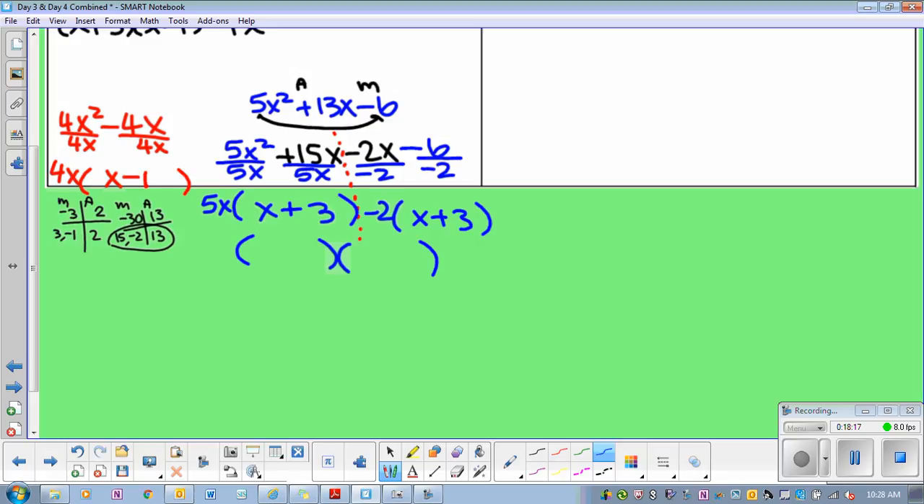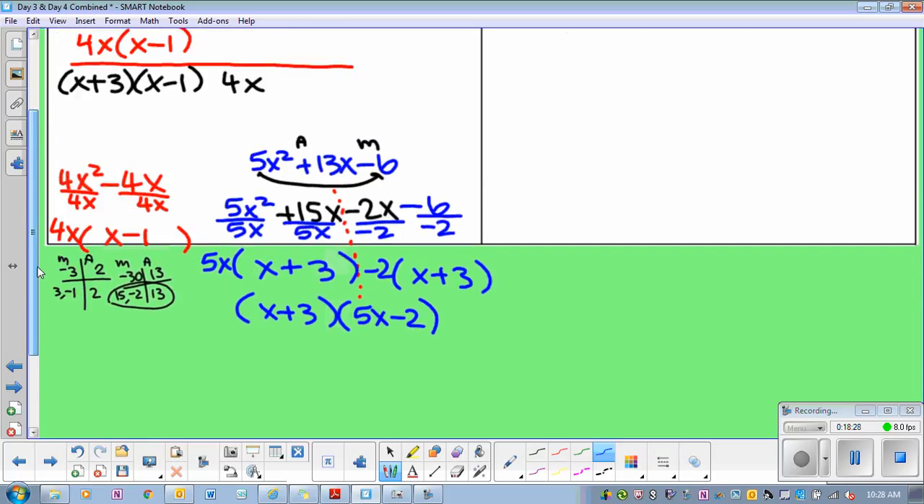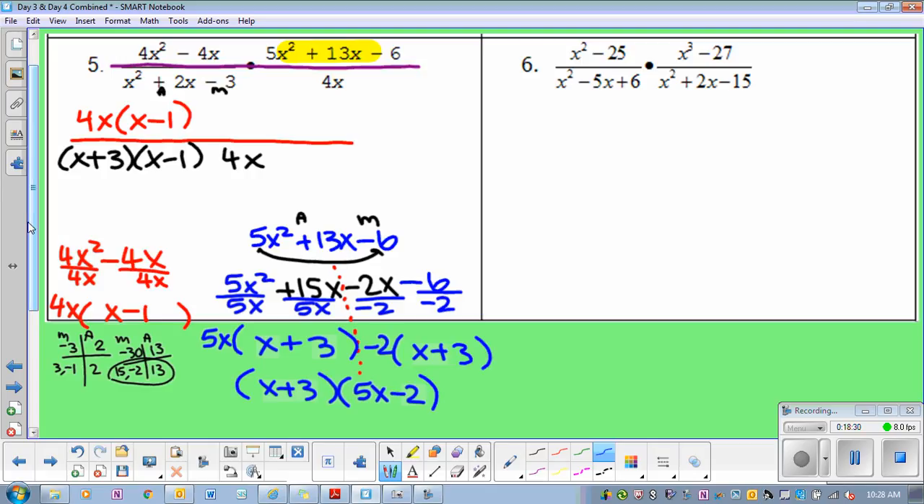I know I did this right because why? They're matching. Yeah, the parentheses match. So then you can put x plus 3 and then put your 5x minus 2 in the other one. Okay, so we have x plus 3, and then we have 5x minus 2.